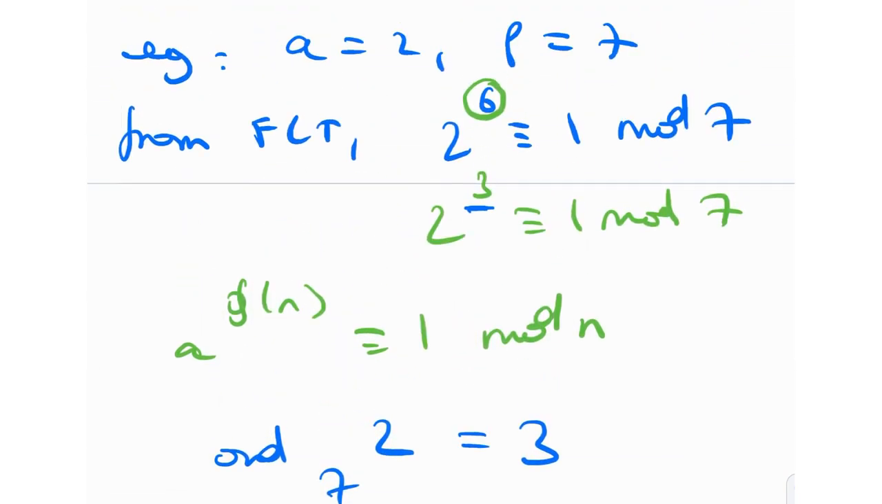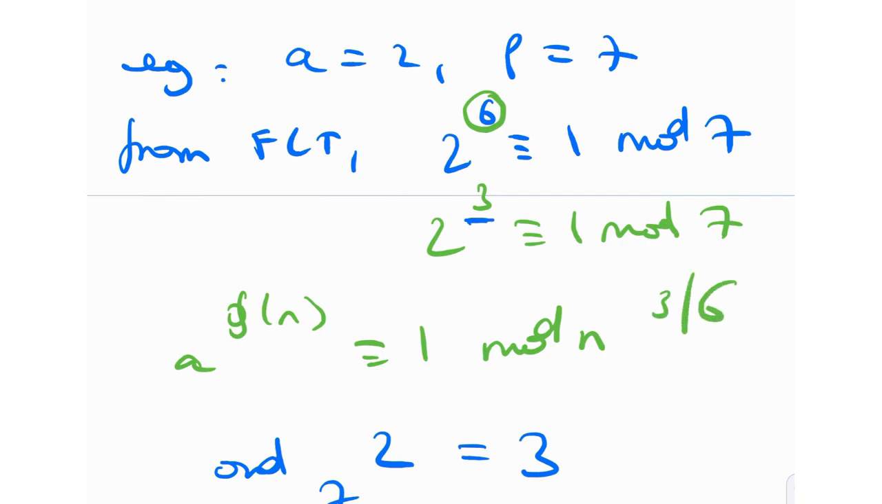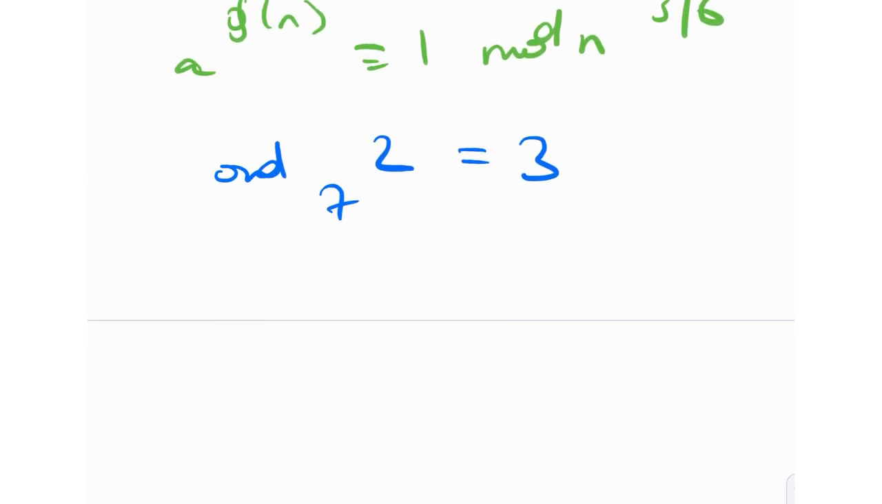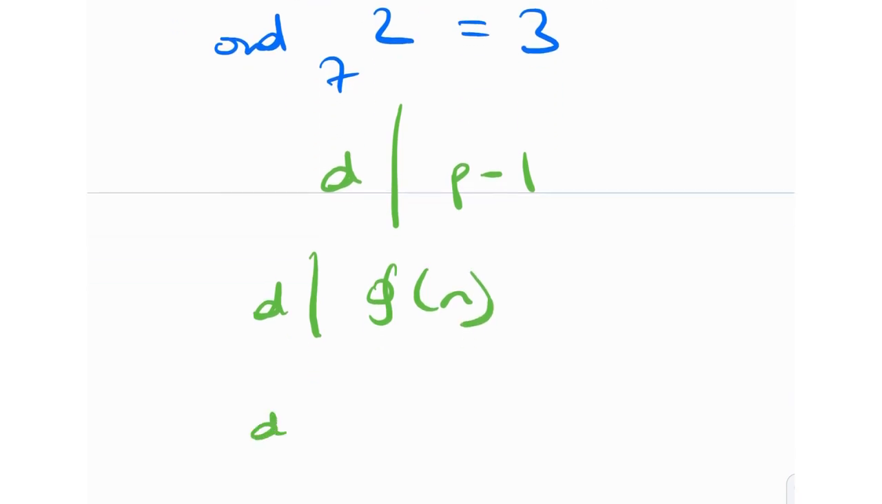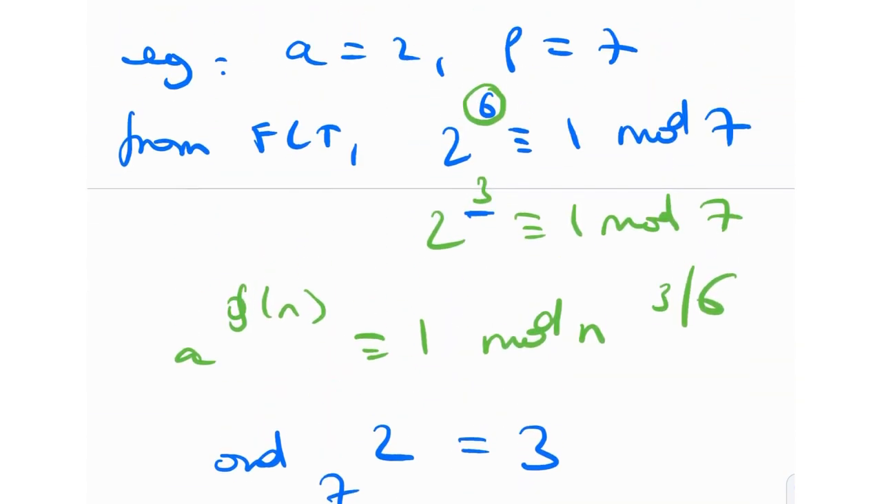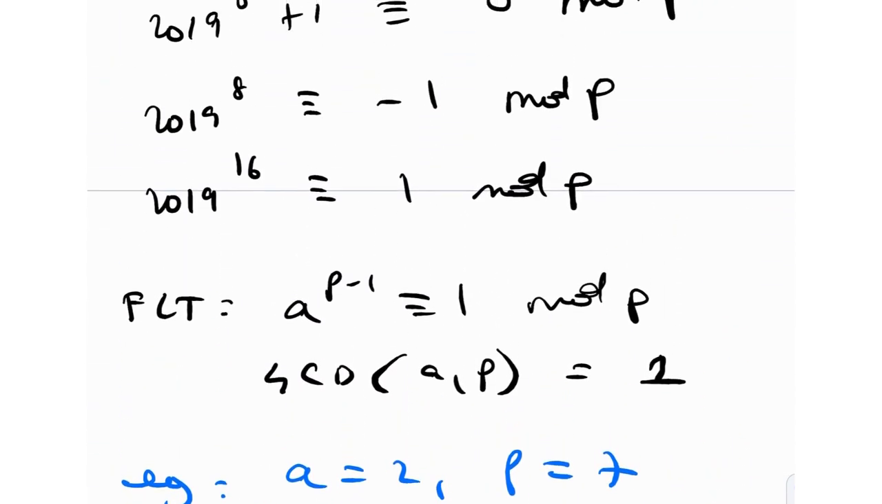And if you notice something over here, this 3 actually divides 6. Or in general, if the order is D, it'll divide P minus 1. Because P is prime, and like we've seen before, D indeed divides phi of N. But since N is a prime, D will divide N minus 1. And N is equal to P, so D divides P minus 1. The totient function for primes is just P minus 1. As clear as that. So that's why we need this concept of order, which is called D. Okay, great. Now, that being said, let us return back to what we had.